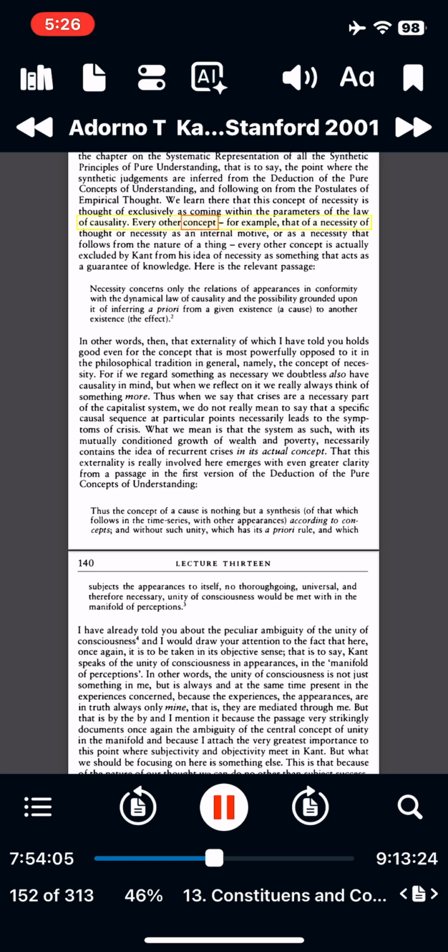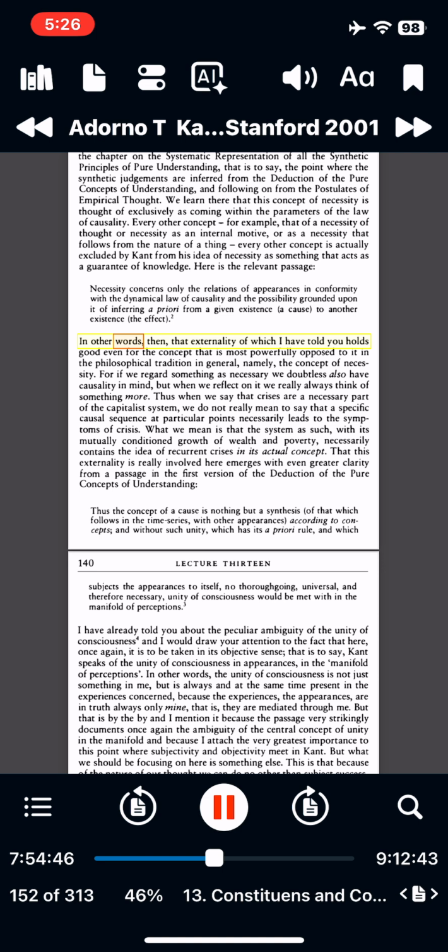Every other concept, for example, that of a necessity of thought or necessity as an internal motive, or as a necessity that follows from the nature of a thing, every other concept is actually excluded by Kant from his idea of necessity as something that acts as a guarantee of knowledge. Here is the relevant passage. "Necessity concerns only the relations of appearances in conformity with the dynamical law of causality and the possibility grounded upon it of inferring a priori from a given existence, a cause, to another existence, the effect." Point 2.